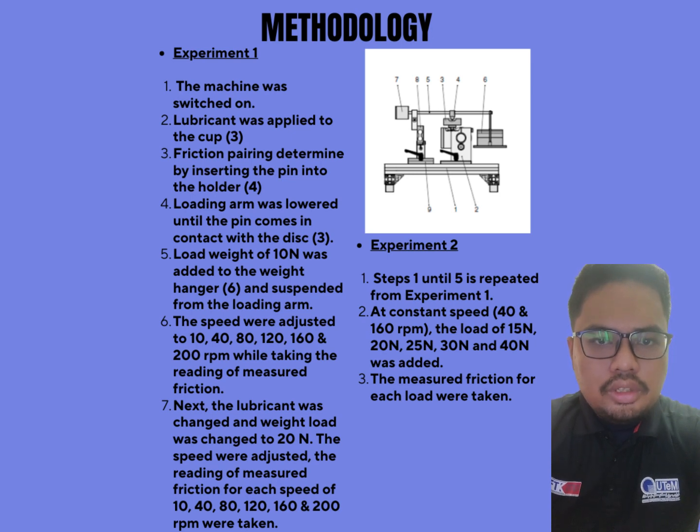And similar for experiment 2, the steps are the same as in experiment 1, but the difference is the speed remains constant at 40 rpm and 160 rpm, and the load is adjusted and changed from 15 Newton until 40 Newton, and the measured friction for each load was taken and recorded in the lab.